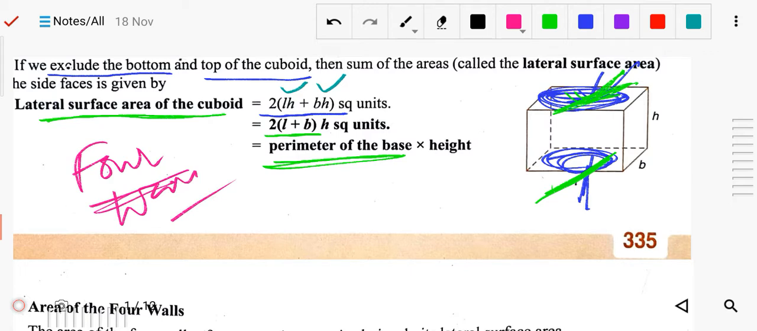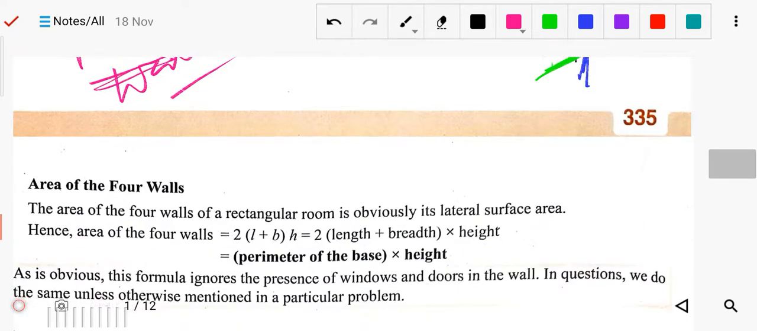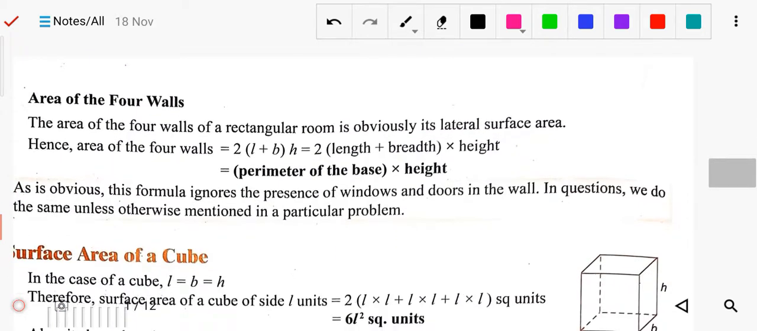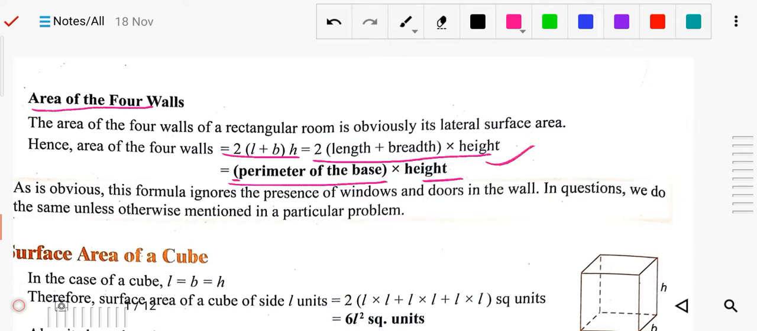Now this is the perimeter of the base into height. You can remember it like this: 2 into L plus B multiplied by H square unit. This is the area of the four walls, which is the same, 2 into L plus B into H, where 2 into L plus B is the perimeter of the base, into height. If it is a room and you have to find the area of the four walls of the room, you can use this lateral surface area formula.